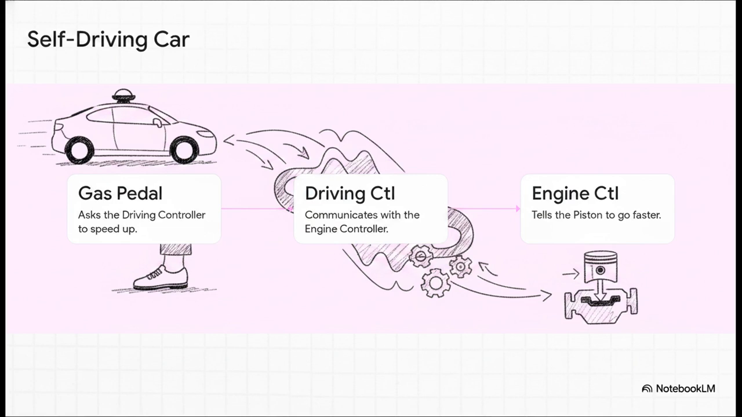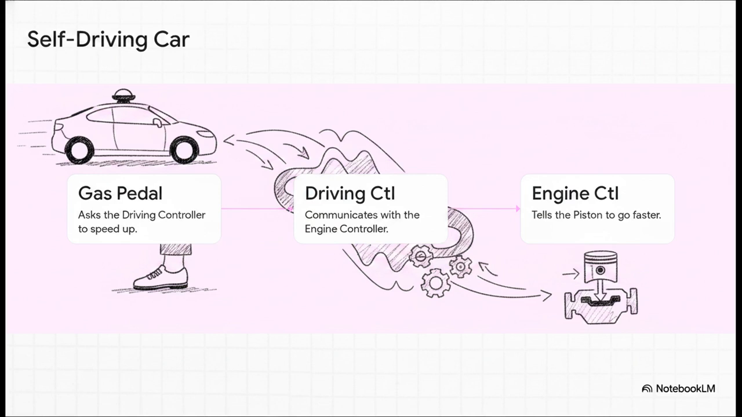Let's use an analogy. Imagine you're designing a self-driving car. You really don't want the code for the gas pedal talking directly to the code for the engine's pistons. Because if you did that, a simple update to the pedal might literally break the engine. No way. Instead, you use interface controllers sitting right in the middle.